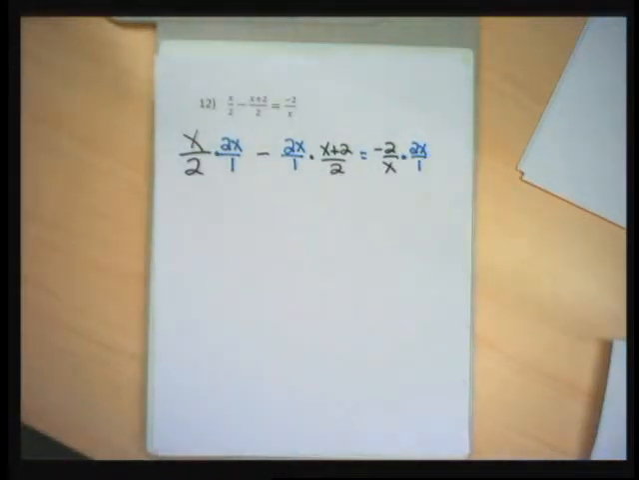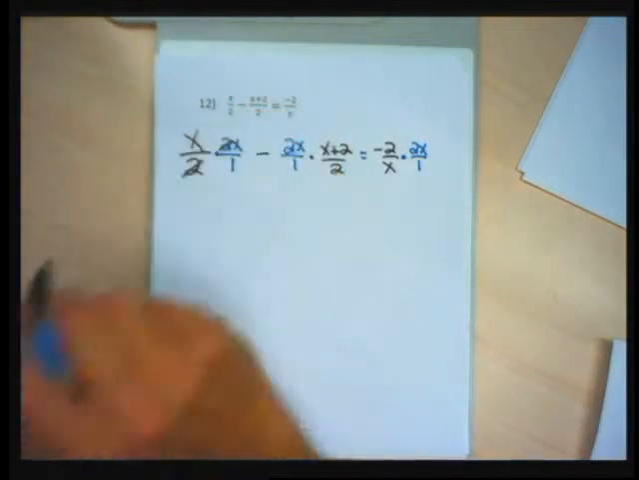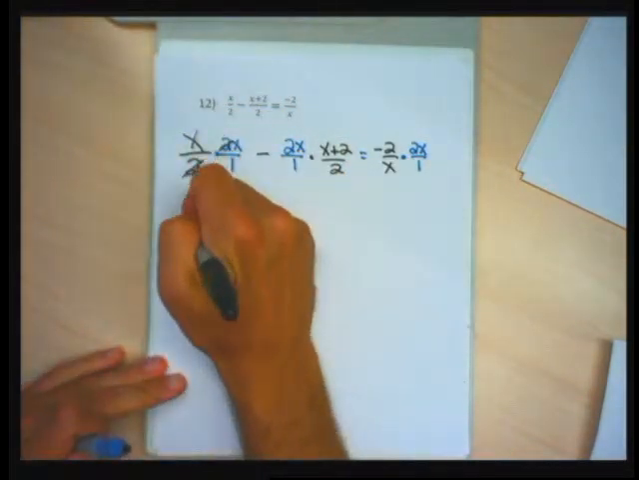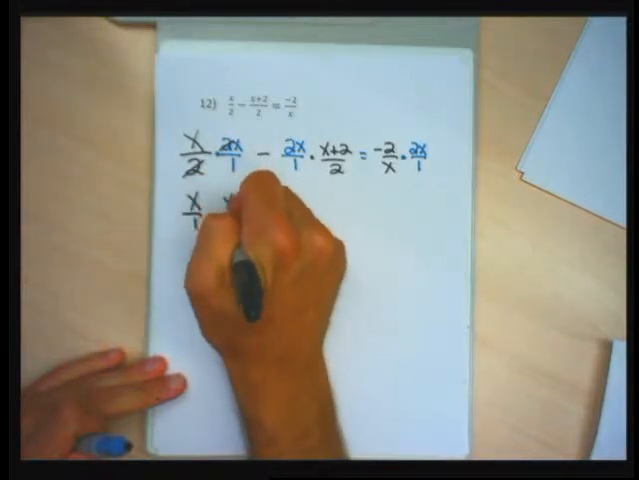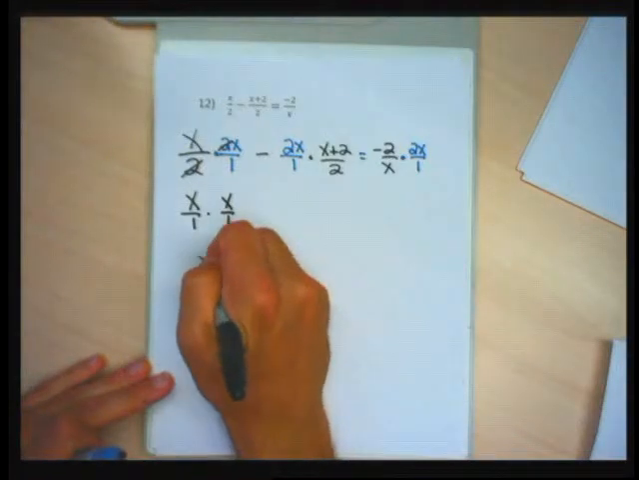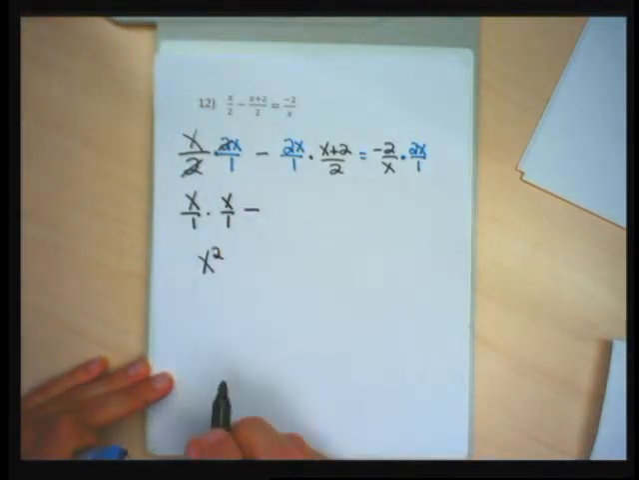So I did my 3 multiplications. Now I'm ready to cancel. First fraction, the x's cancel. Technically I'm left with x over 1 times x over 1. The x's will cancel, and x times x is x squared. Bring down this minus sign.